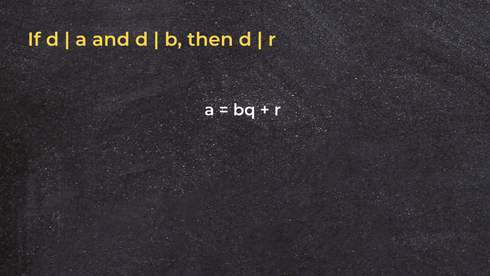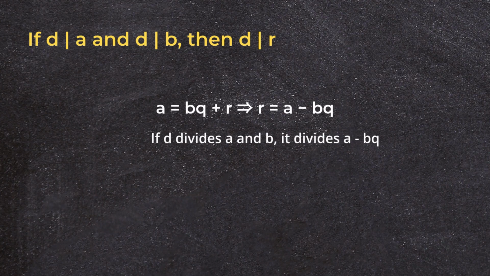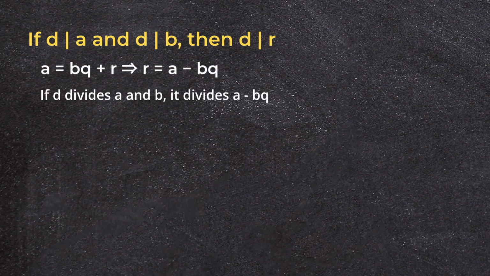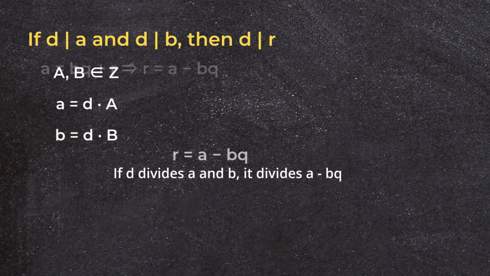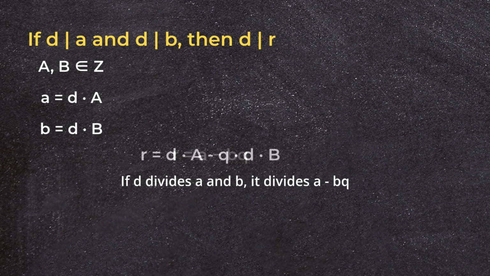We can rearrange a equals bq plus r to get r equals a minus bq. Let's assume that d is some number that divides both a and b. That means, given two integers a and b, a equals dA and b equals dB. Substitute and you get r equals dA minus q dB, or r equals d times (A minus qB). So d divides r. In short, every common divisor of a and b must also divide r.